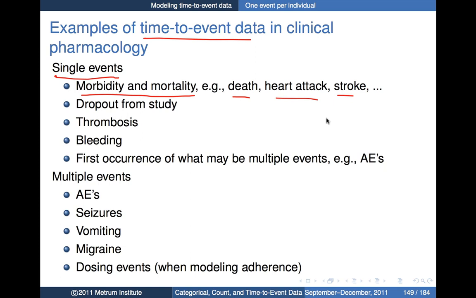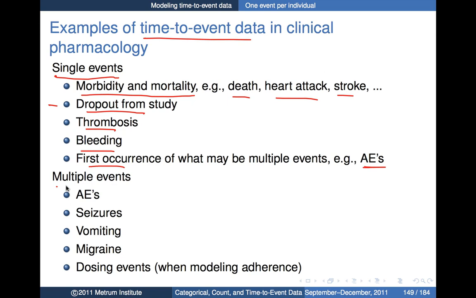Could be time to drop out from a study. In fact, that's probably one of the most common places where I use these models for the kinds of work we do. Time to a thrombotic event. Time to bleeding. You might also use it in cases where there are multiple events, but you only model the time to the first occurrence of such multiple events. This, for example, might be time to some particular adverse event.